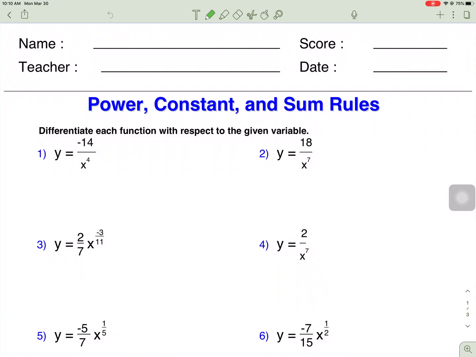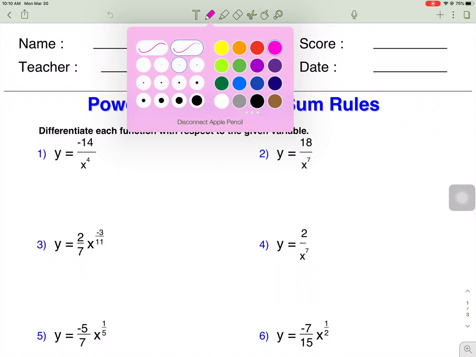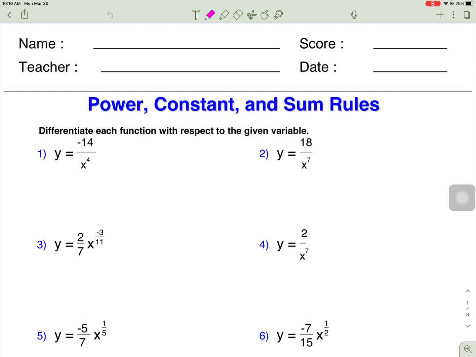Hey guys, so just from the Delta Math and from getting some emails from you guys, I saw that we were struggling with exponents, taking derivatives of things with negative exponents or fractional exponents. So I just want to go over a couple with you, try a few, and then give you guys some more practice with that. After that, we will move on. So let's take a look here.